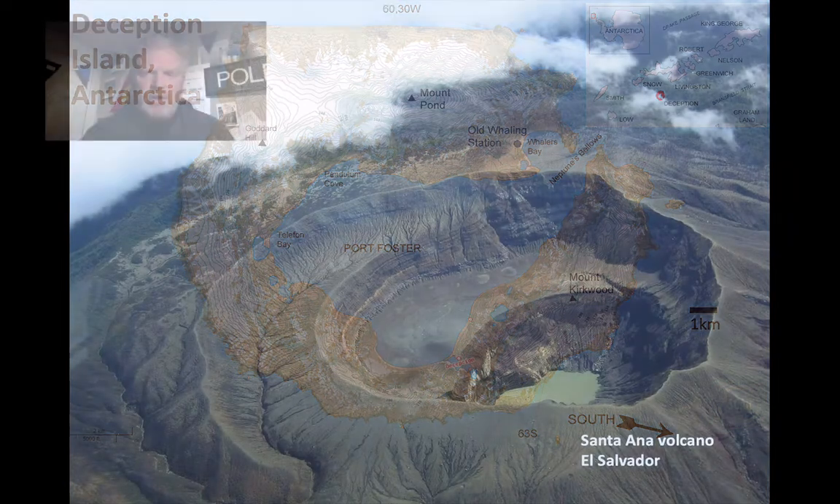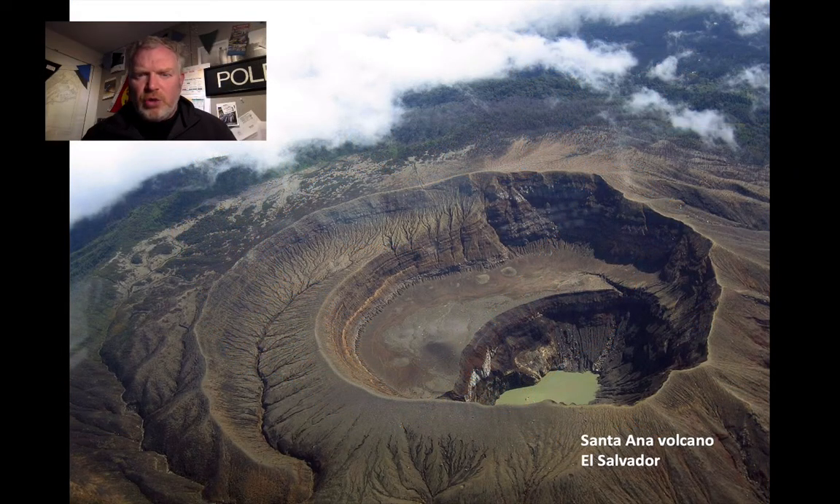There are other places on Earth where we see perhaps a closer link to it. This is the Santa Ana volcano in El Salvador. You can see craters here of different levels, created by different eruptions. We could apply the same techniques to this as we are to Olympus Mons.